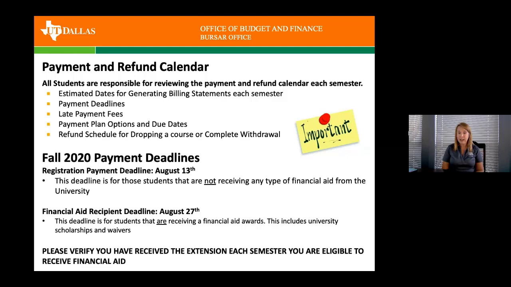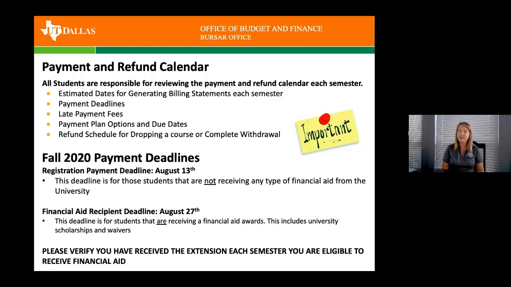So our fall deadline is specifically stated on our fall 2020 payment and refund calendar. I'm going to go ahead and tell you what that is. It's August the 13th. So for students that are not receiving any type of financial aid, their payment deadline would be August 13th, which is coming up pretty quickly. And then if you're a financial aid recipient, so as I mentioned, if you're receiving a scholarship of $1,000 or more, or any type of scholarship or funding from the university, you're going to follow the financial aid deadline, which for this semester is August the 27th. So you can see that you get a little bit of extra time.